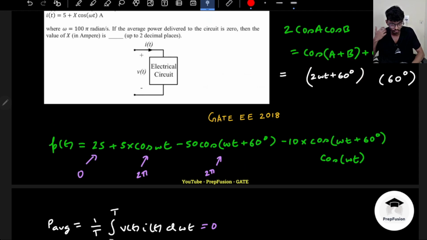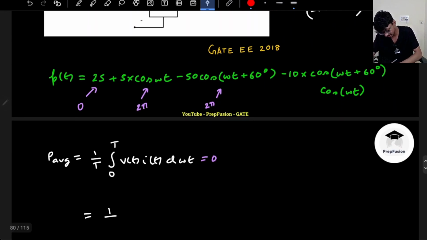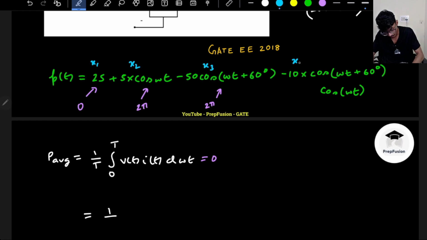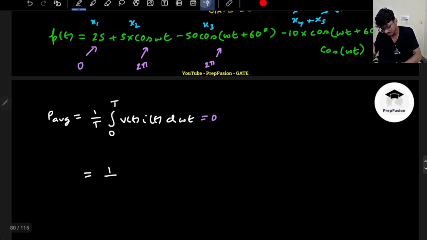What do I mean by this? I have four signals. Let's assume this to be x1, these to be x2, x3, and this to be a combination of two signals, x4 plus x5, correct? One of them is a function of 2 omega t, the other one is constant, like 60 degrees, from cos A cos B. Now if I want to calculate the overall average power, obviously this one is constant; the average of 25 is 25 only, a constant number. So this will be 25 only.